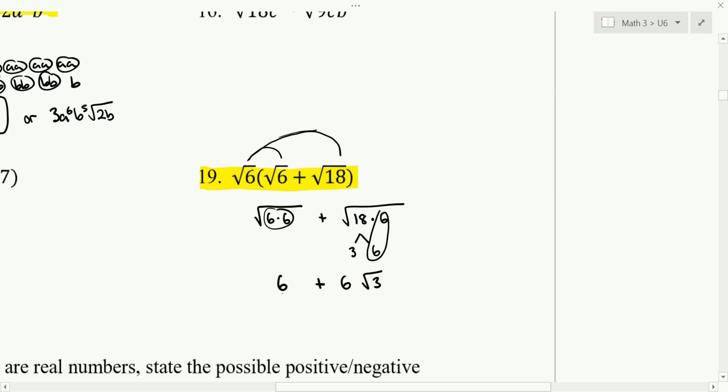And you might be tempted to add the 6 and 6 and get 12 square root of 3, but we can't do that. We need to follow order of operations, which states we need to multiply the 6 and the root 3 first before we add that 6. And so this is as far as we can go.